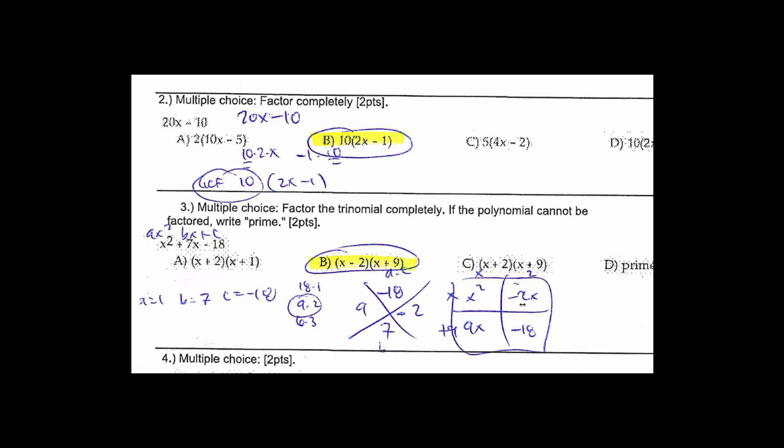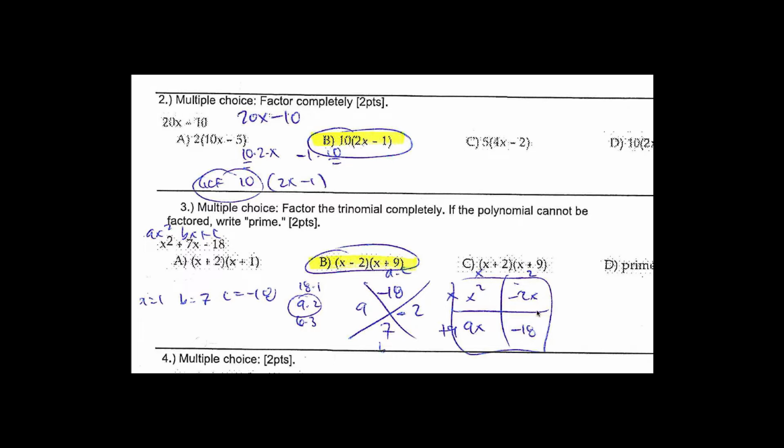And there you're going to add an x. The reason why you add an x there is because 9x and negative 2x are splitting the middle term of 7x. Here in this box, in the top left, you always put your ax squared value. So that would be just x squared. And then you're always going to put your c value, negative 18, here.